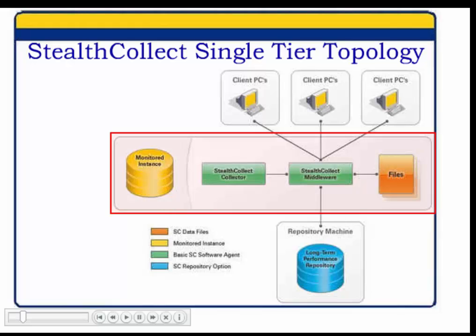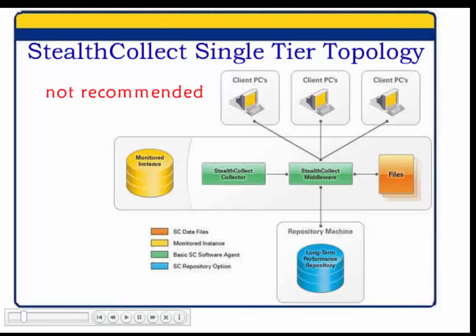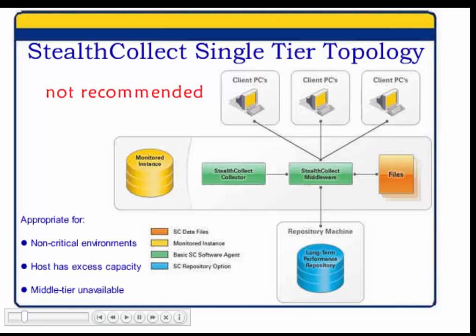In a single-tier installation, all components except for the repository instance run on the monitored instance host. While this configuration is not recommended, you might choose it under the following circumstances. You are monitoring a non-critical environment, for example, test or non-production environment. Your host has excess capacity so that it can handle additional resource demands. Or an additional middle-tier host is not available.